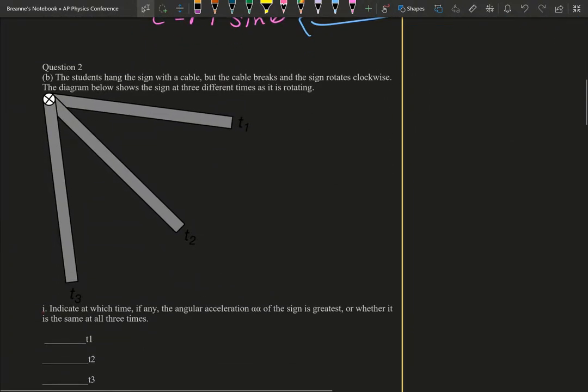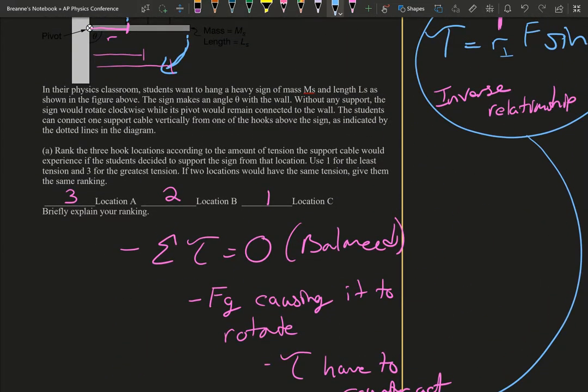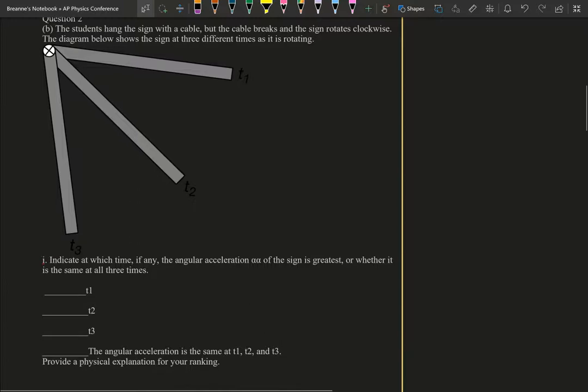So question 2. The students hang a sign with a cable, but the cable breaks and the sign rotates clockwise. The diagram below shows the sign at 3 different times. So time 1, time 2. Basically, you have it set up like this. One of the strings breaks, and so it starts to rotate. Indicate at which time, if any, the angular acceleration alpha of the sign is greater, or whether it is the same at all times.